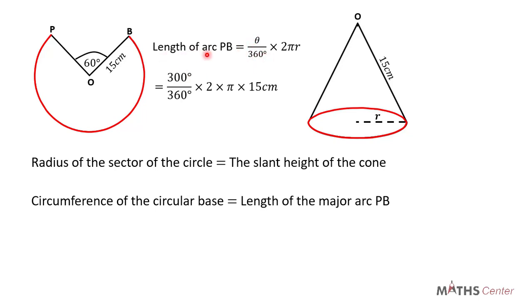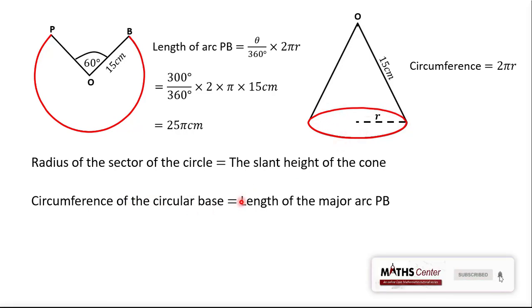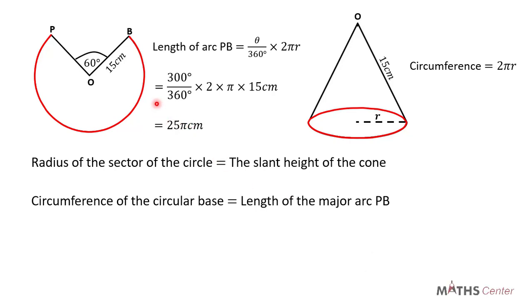So the length of the major arc PB is equal to 300 degrees divided by 360 degrees times 2 times pi times 15 centimeters. And this will give us 25 pi centimeters. We know that the circumference of a circle is given by 2 pi r. As we have seen from here, the circumference of the circular base is equal to the length of the major arc PB, which is 25 pi centimeters.